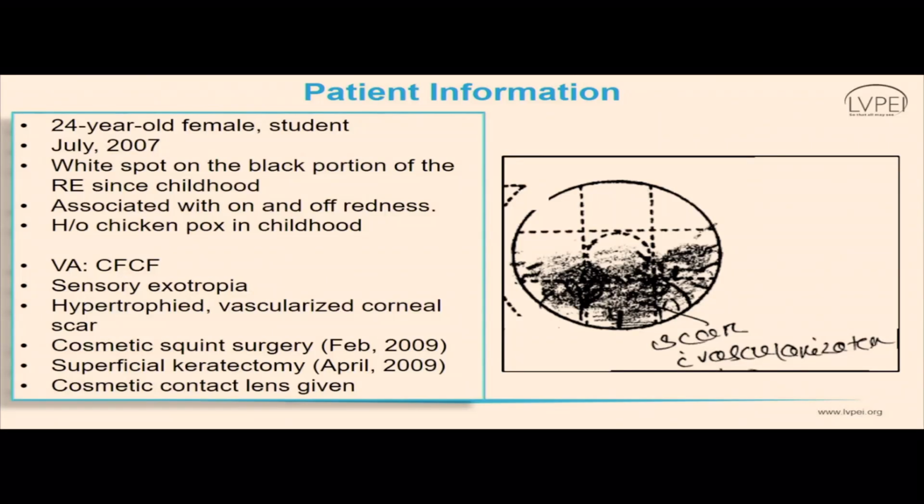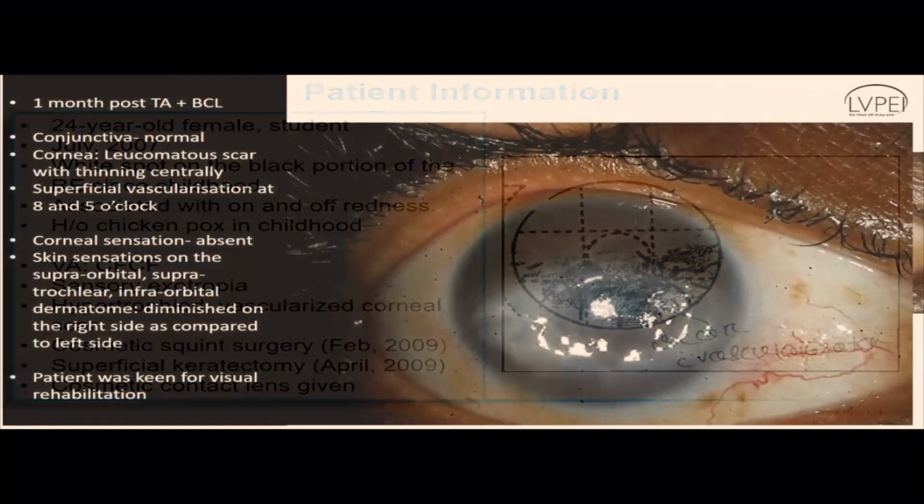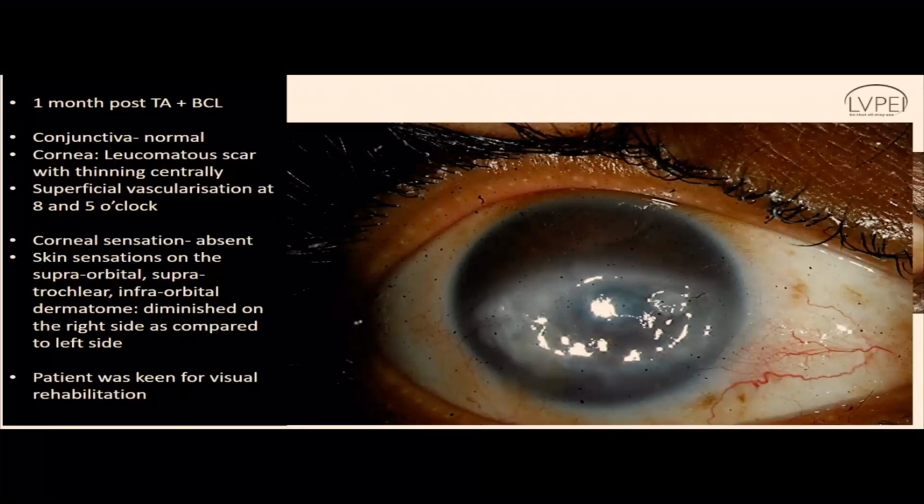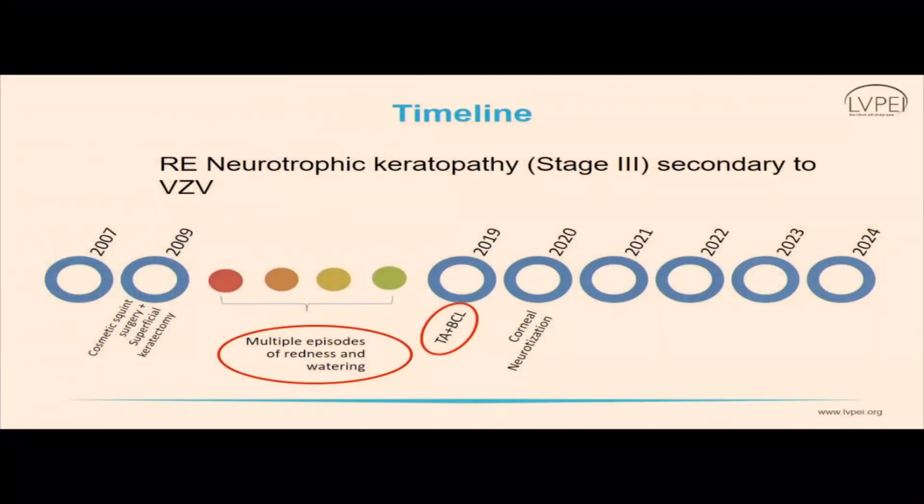The patient again presented in 2019 with pain and redness of 1 week duration. There was minimal conjunctival congestion and the cornea showed a scar with an overlying epithelial defect. A diagnosis of neurotrophic keratopathy stage 3 was made, and corneal scraping and glue BCL was performed. At 1 month post-op, a central vascularized leukomatous corneal scar was noted. The corneal sensations were completely absent. Considering the prolonged history and clinical findings, corneal neurotization by the indirect technique was planned.